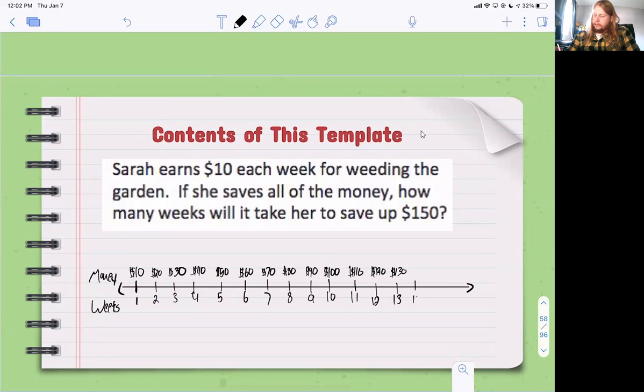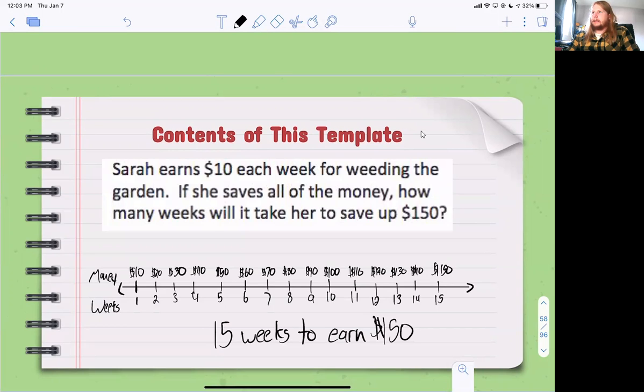Okay. On the 14th week, $140. And on the 15th week, $150. So we have $150 on the 15th week. So it took 15 weeks to earn $150.